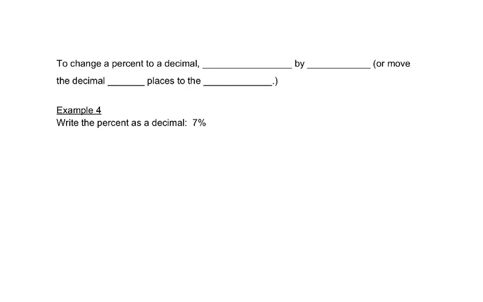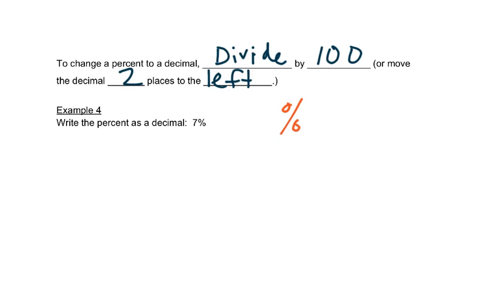To change the percent to a decimal, we divide by 100, or move the decimal place 2 places to the left. The way I think about that is this percent sign, if you turn it a little bit, looks a little bit like a division. It also has 2 zeros, which should make you think of 100. So this percent sign is really telling you divide by 100.